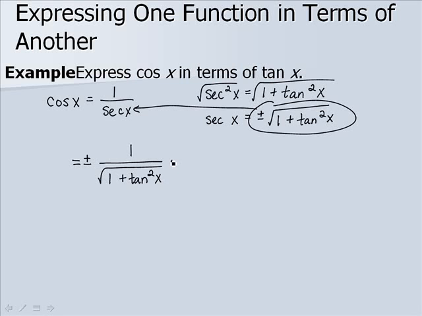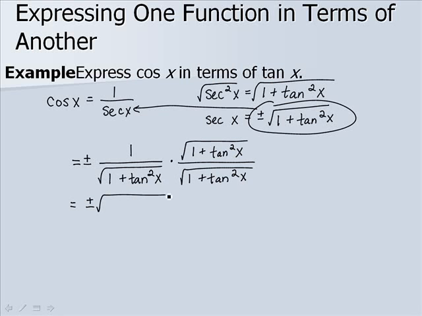So what we'll do is we will multiply the top and the bottom by the square root of 1 plus tangent squared of x in order to eliminate the square root in our denominator, or rationalize our denominator. And so we will get plus or minus now the square root of 1 plus tangent squared of x over just 1 plus tangent squared of x. So we've now defined cosine of x strictly in terms of tangent. We'll choose the plus or the minus sign depending on what quadrant we're told x is in.